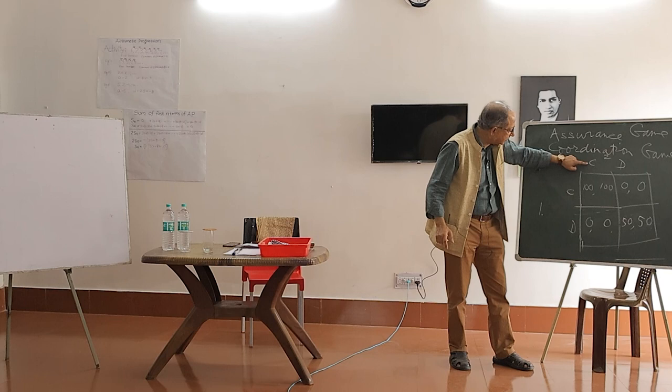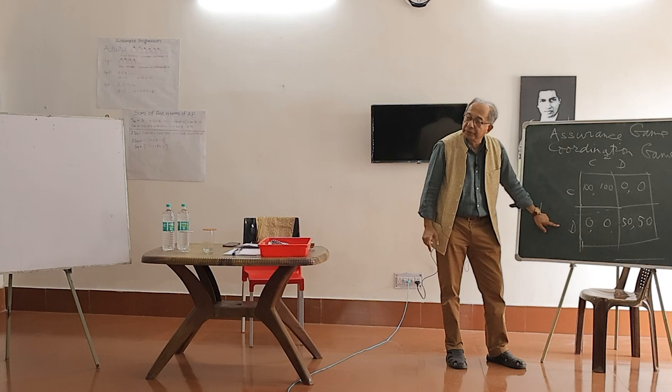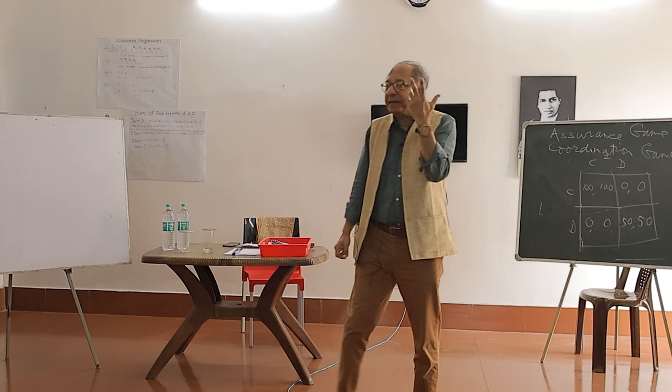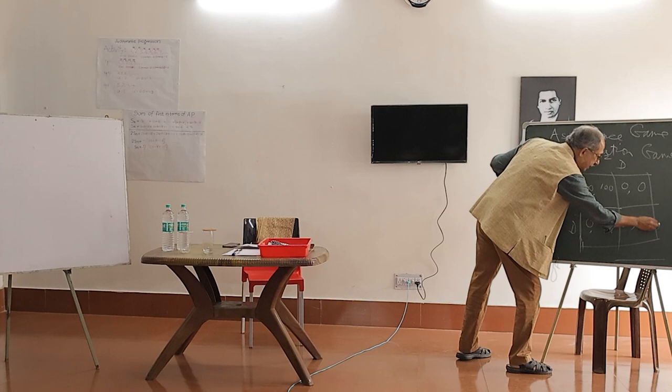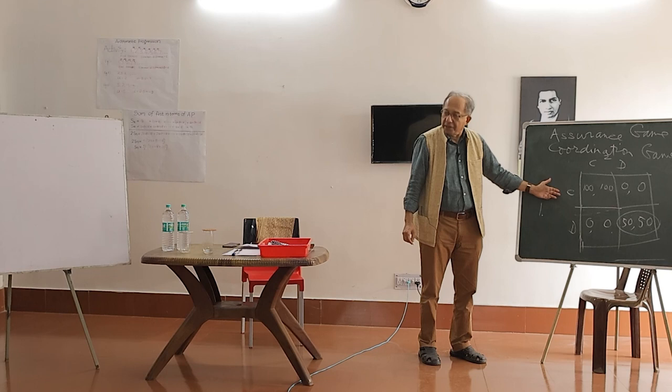If the other person is playing C, you're on this column. You can choose C or D. What will you choose? C. So this game has two equilibriums or two equilibria. If both of you are mentally thinking the other person will choose D, it is best for you to choose D. This is one equilibrium. If both of you think the other person is going to choose C, you will both choose C. This is the other equilibrium.